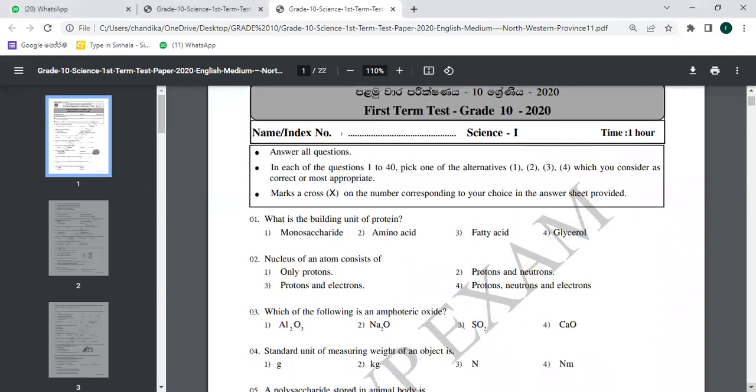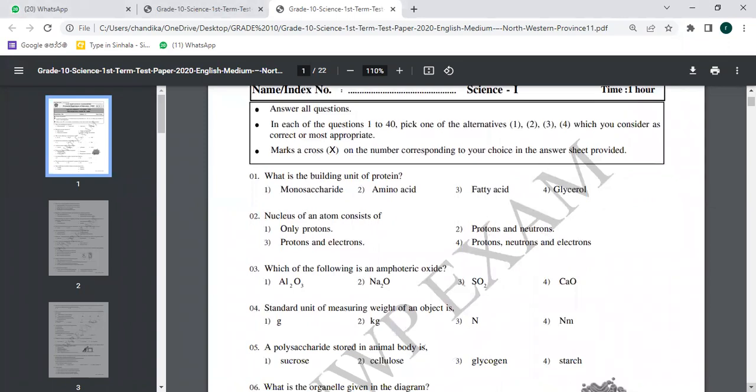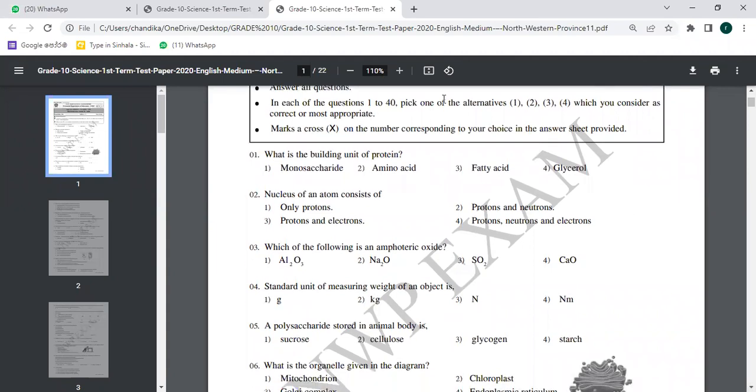So now for the first question, normally the first question is an easy question. What is the building unit of protein? Building unit of protein, you know the answer: amino acid. Okay, second answer, amino acid. You mark the answers. If there is any problem, you tell me, right? Amino acid. Okay, Krishanthini is correct. Amino acid.